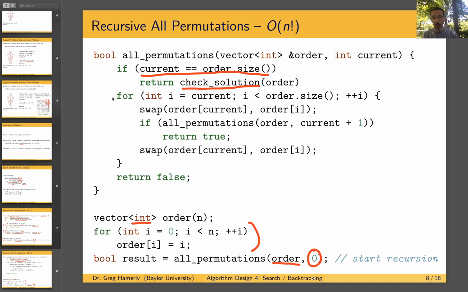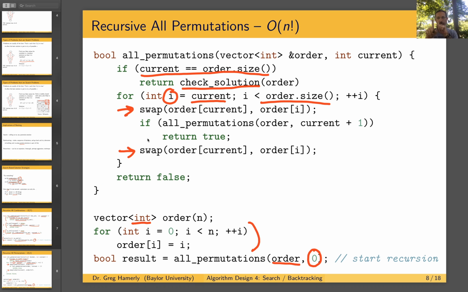Otherwise, if we're going to continue constructing a solution, we're constructing these items one by one. We'll loop with i going from current up to the end of the array or the vector. And what we're going to do is two swaps. We're going to do a swap here and a swap here. Those two swaps basically take the ith item, or sorry, the current item, which is fixed at this level of the recursion, and swap it with the ith item, and then swap back. So in other words, the two swaps: swap them, and then swap them back.